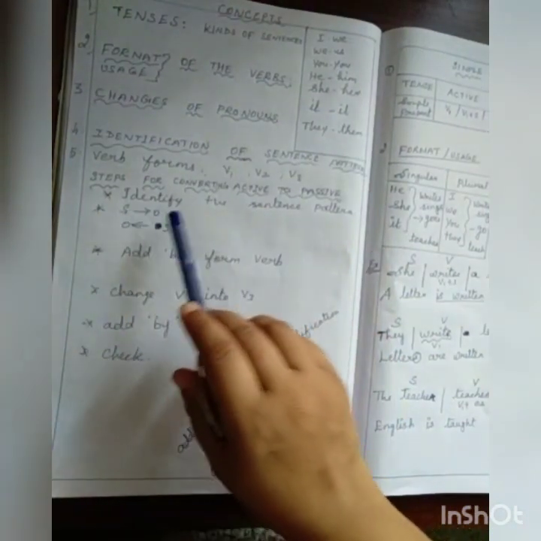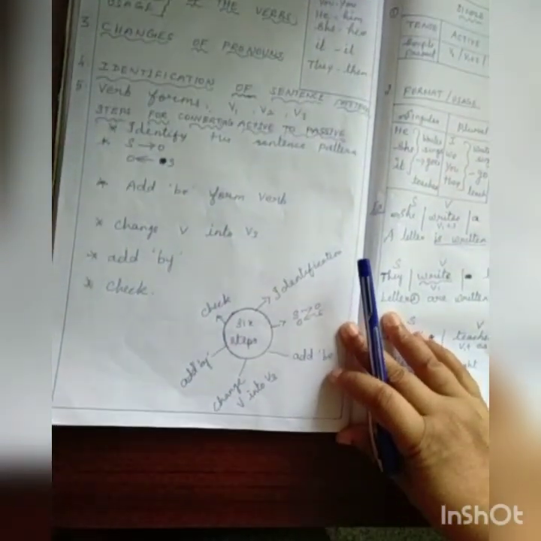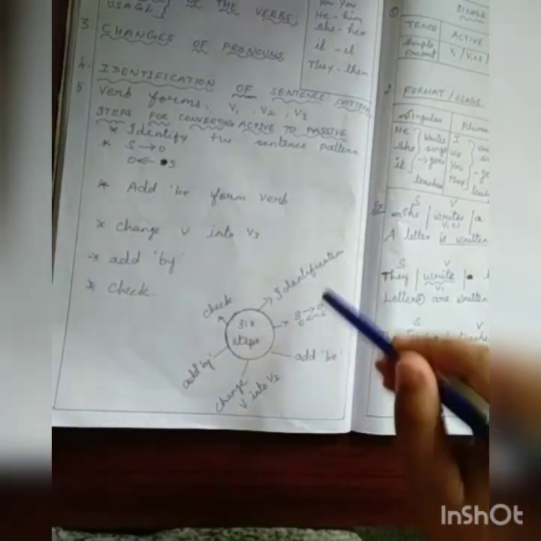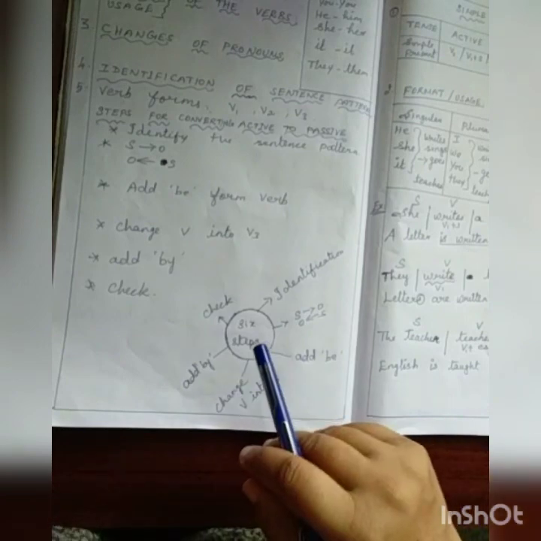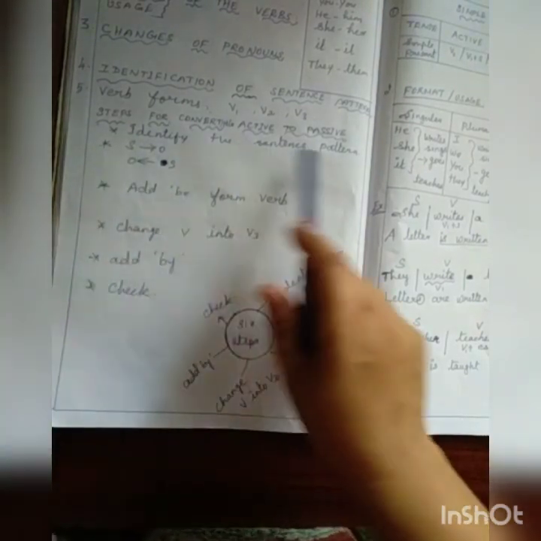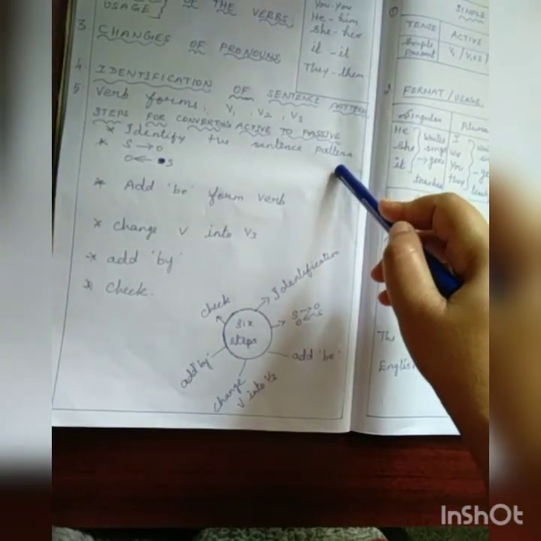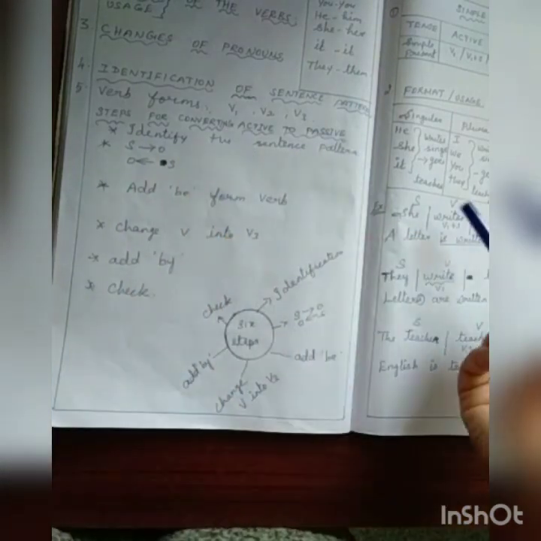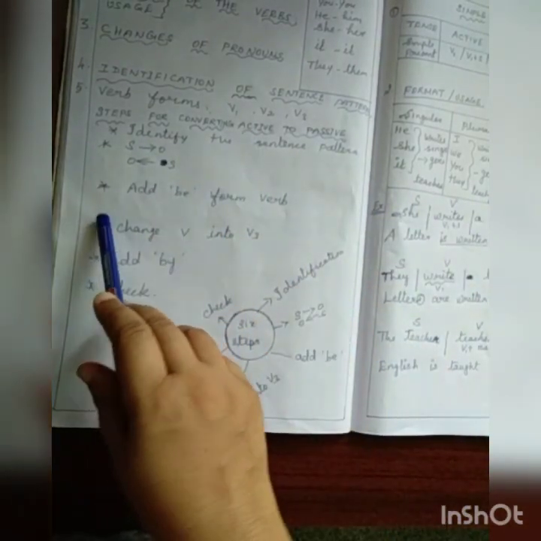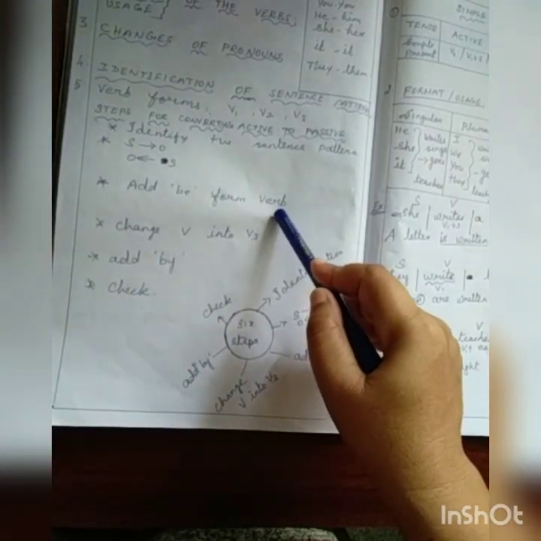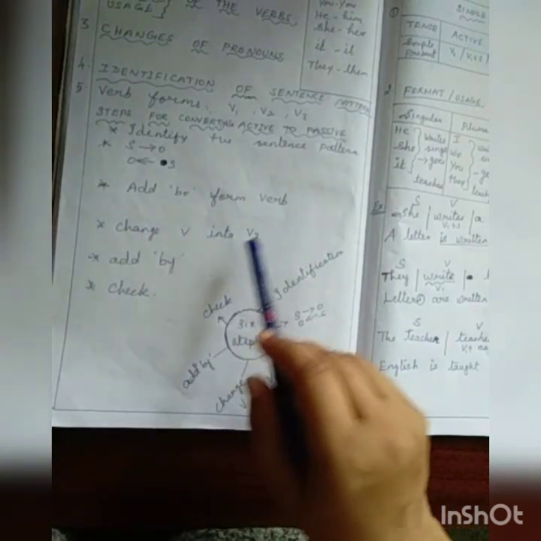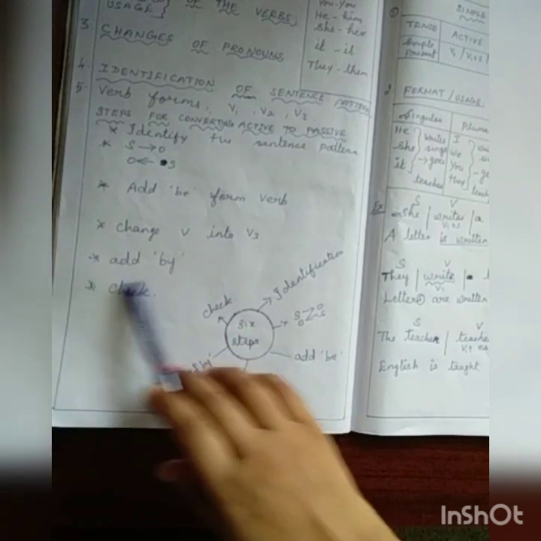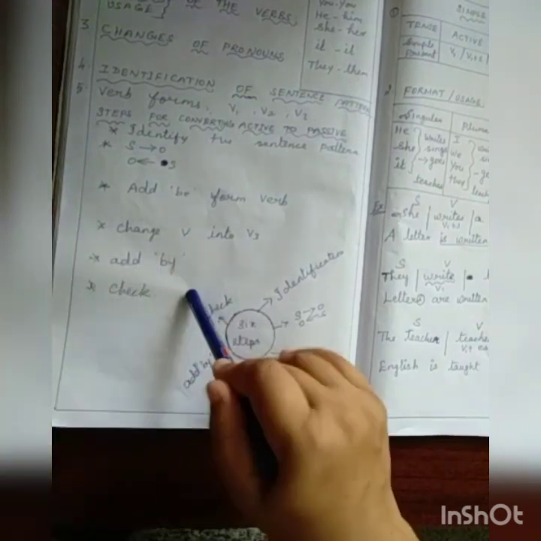Then steps for converting active to passive. This is also very important. Okay, to convert active to passive, if you follow these steps, then it will be very easy for you. So first step, identify the sentence pattern. Then second, you are going to interchange subject and object. Then third, add be form verbs according to the subject. Then change v1 into v3 verb. Then if the sentence needs it, you add by. Then sixth step is check.